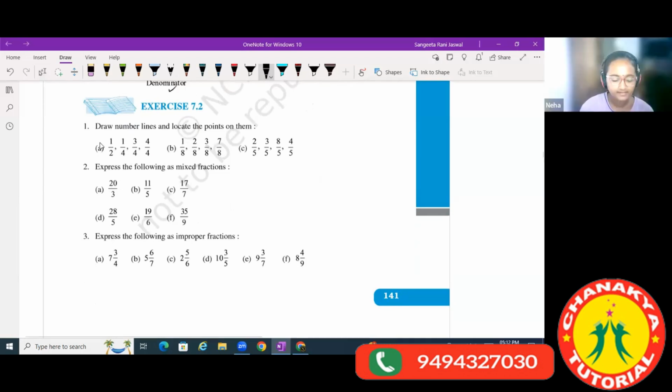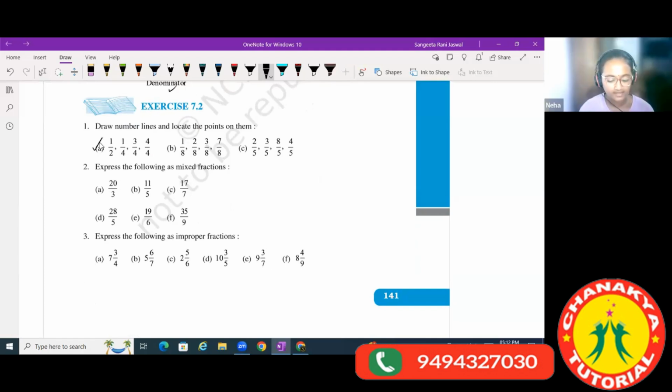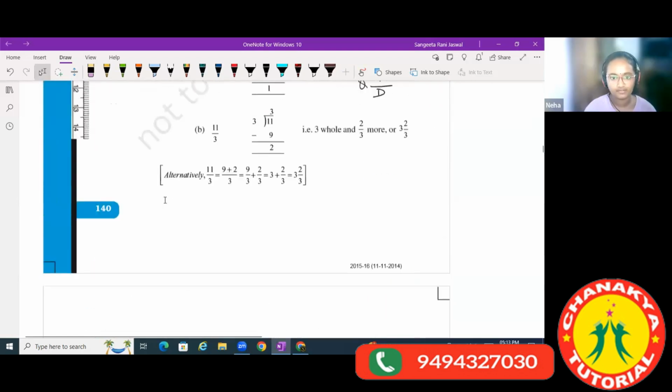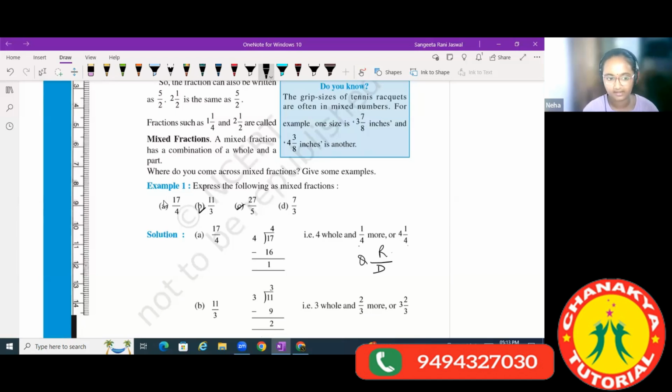Ma'am, we didn't complete the previous exercise. Yes, beta. We didn't complete the improper fractions into mixed fractions exercise. Okay. So don't do all these. Just for now, you do these two. Just note down this. Ma'am, I'm doing the D one. Okay, do.